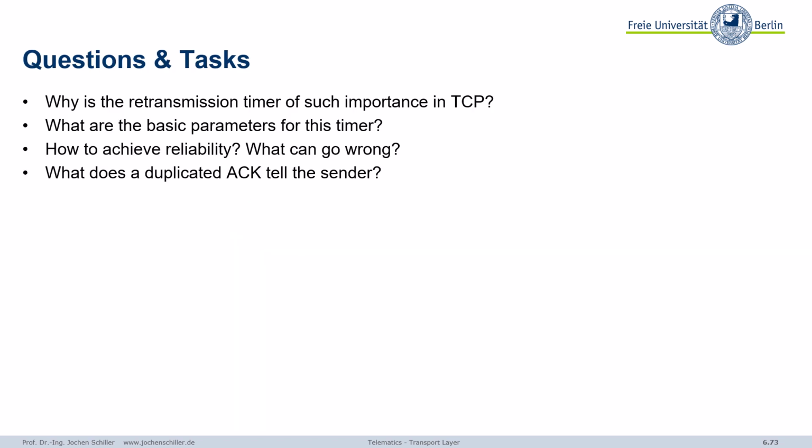So some questions. Why is this retransmission time of such importance? And why is it so important to calculate a good value for the retransmission timer? And what are the basic parameters we take into account to calculate this timer? Reliability is a big issue because IP is not reliable. So how do we achieve this and what can go wrong? Because that's exactly the problem compared to IP, where we don't guarantee anything. Here we guarantee something and then things can go wrong. And we had the issue of the duplicated acknowledgements. So what does a sender learn by receiving duplicated acknowledgements?